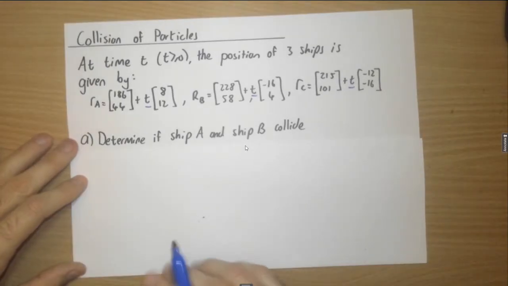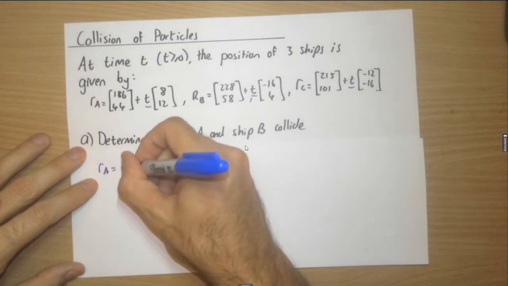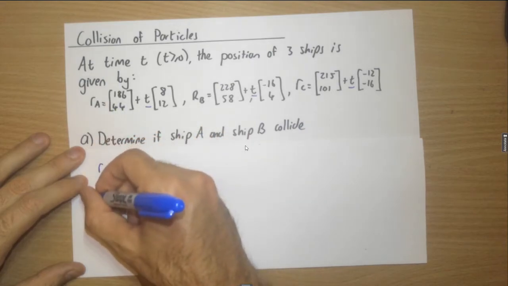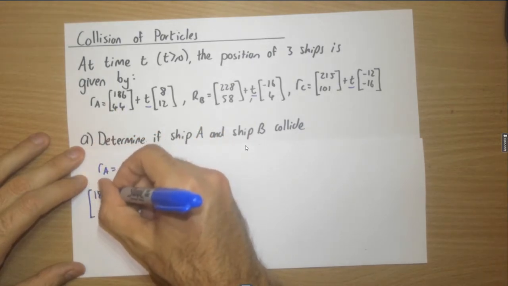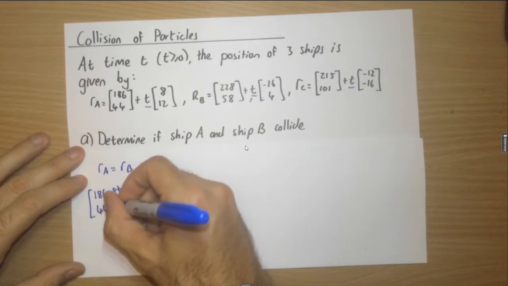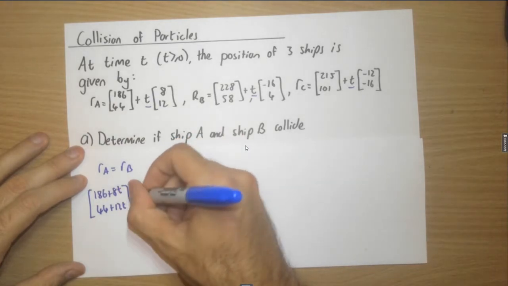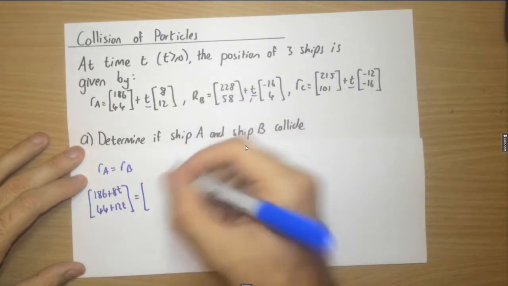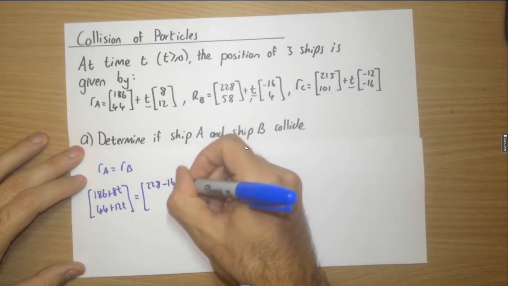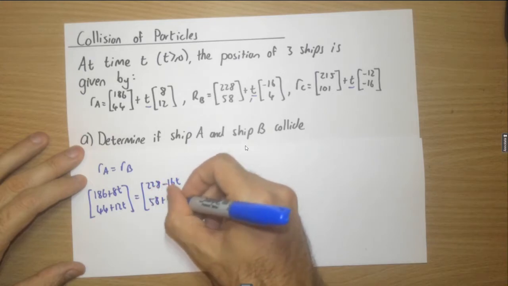Alright, so what do we want? We want to find out where the position vector of A is the same as the position vector of B. Now the position vector of A is going to be 186 plus 8t and 44 plus 12t. So that's just the x and the y coordinates respectively. We want those to be the same as B. So 228 take away 16t and 58 plus 4t.